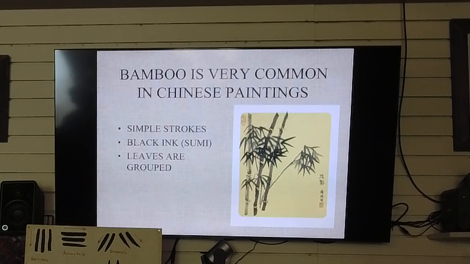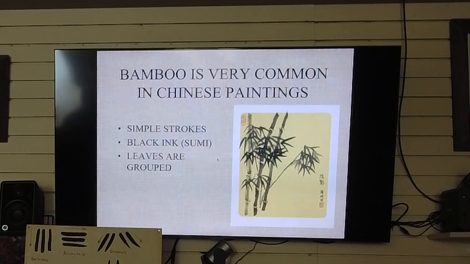planty kind of things. And we'll be using black ink, which is what they use here. And where these white streaks are, those aren't mistakes. That's called flying white. They like that. They want that to be in. And the leaves are grouped.